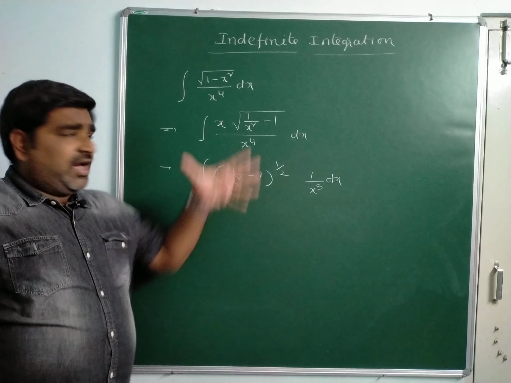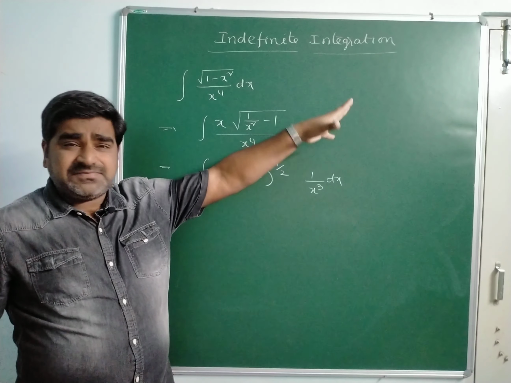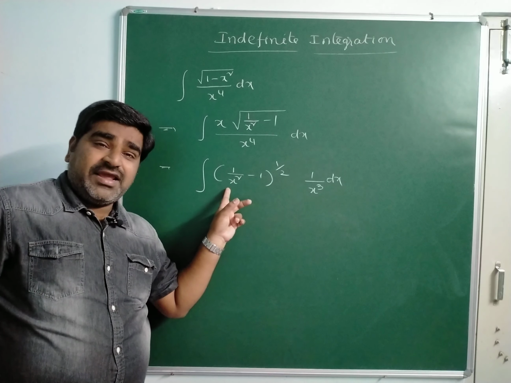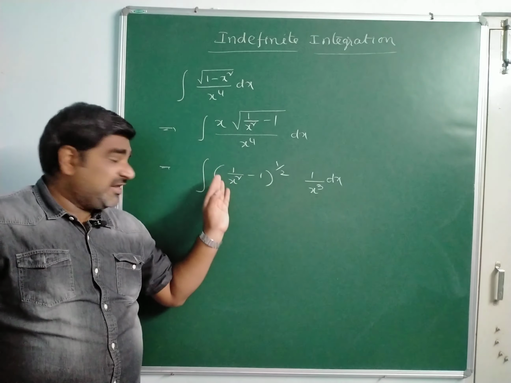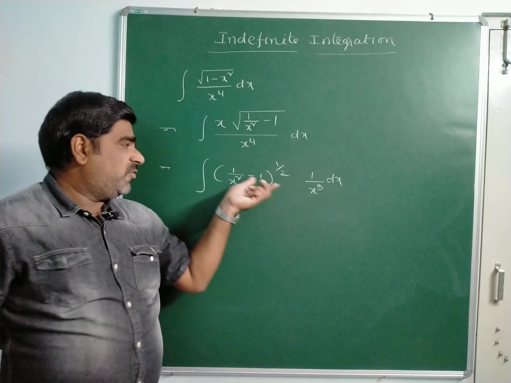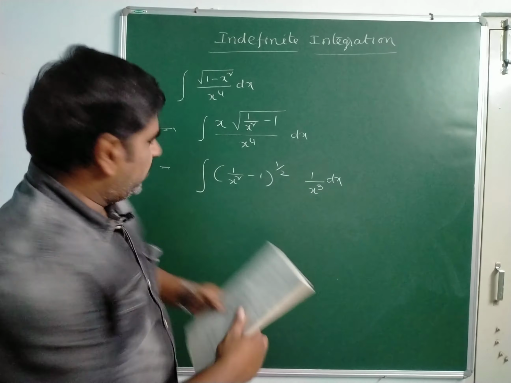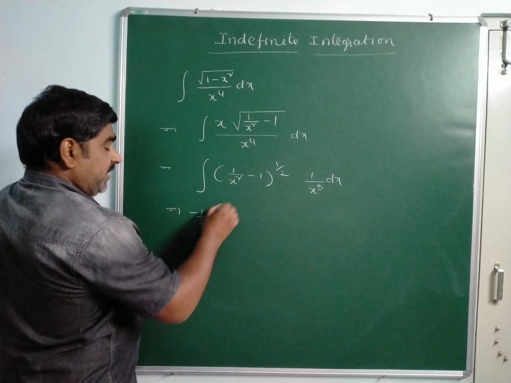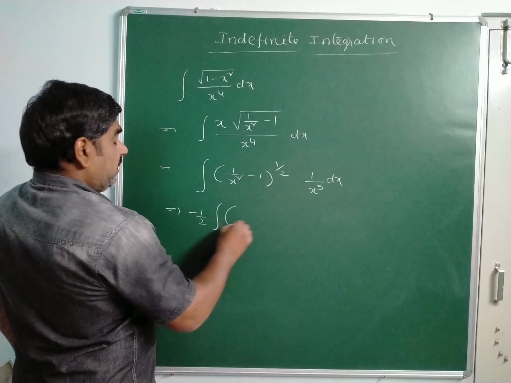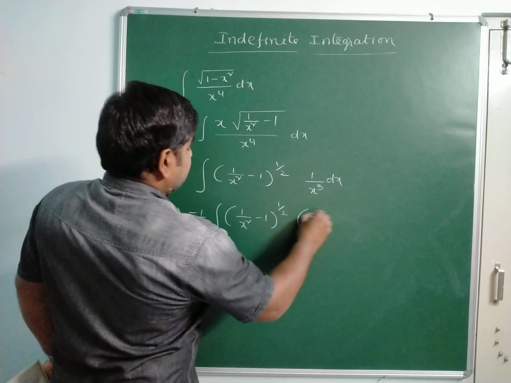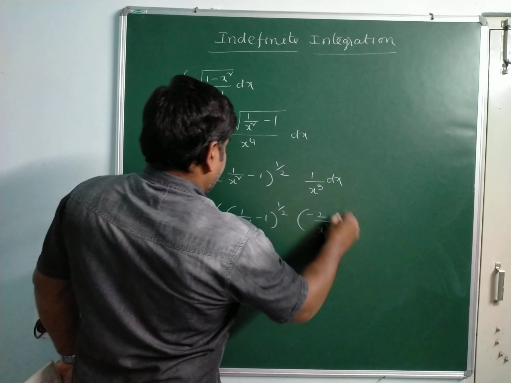Now, just now I said the derivative of 1 by x power n is minus n by x to the power of n plus 1. So the derivative of 1 by x square is minus 2 by x cube. What is the derivative of minus 1? 0. So now I'm going to multiply and divide with minus 2. So 1 by x square minus 1 whole to the power of 1 by 2 into minus 2 by x cube dx.